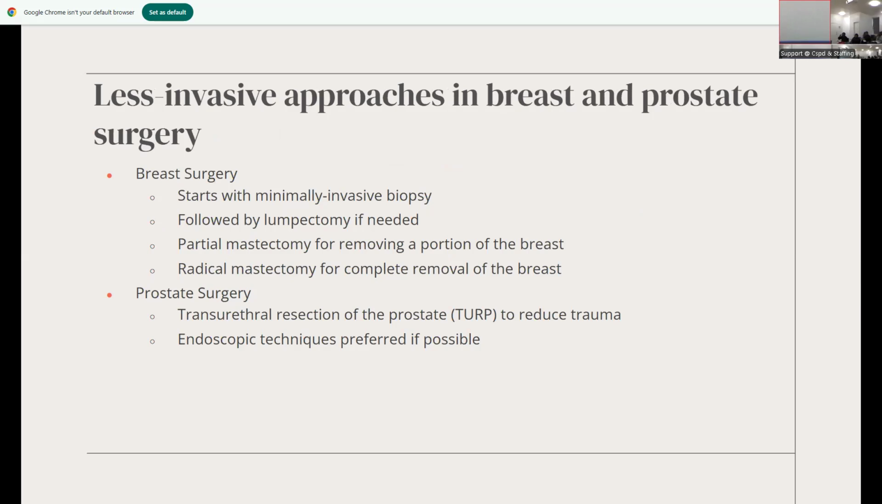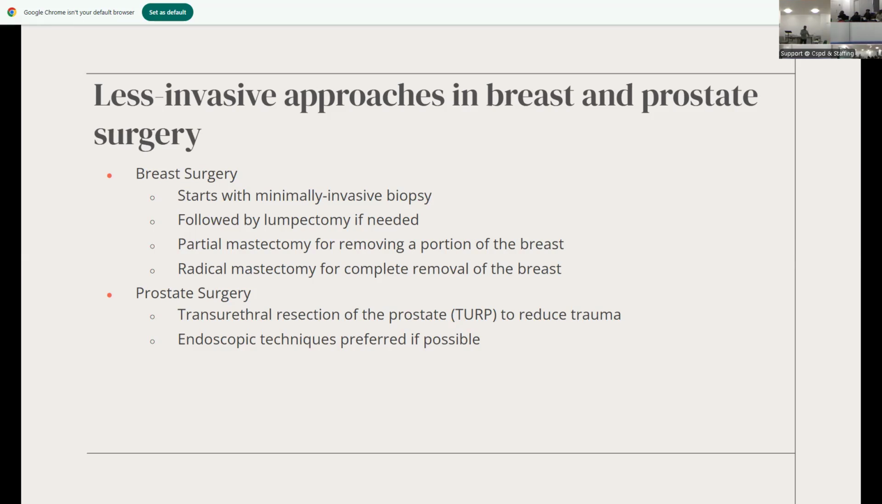Less invasive approaches in breast and prostate surgery. So breast surgery: either you want to impress your husband or your boyfriend, then you go for breast augmentation. That one, we call it cosmetic surgery. You want to make your breasts big. That's different. But if, God forbid, you have cancer and those kinds of things, then they need to take something out for you to live.